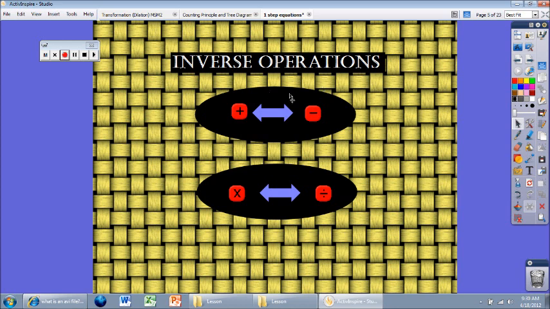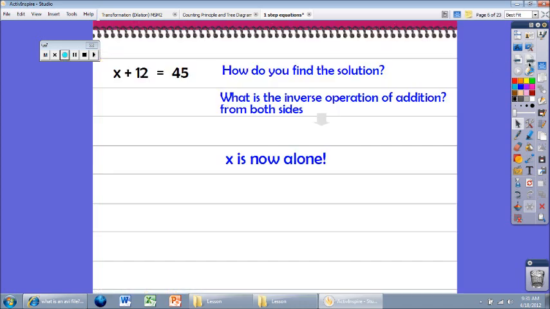All right, so inverse operations. Inverse means opposite. The opposite of addition is subtraction. The opposite of subtraction is addition. And the opposite of multiplication is division, and the opposite of division is multiplication. So inverse operation, that's how we get rid of something and isolate the variable.